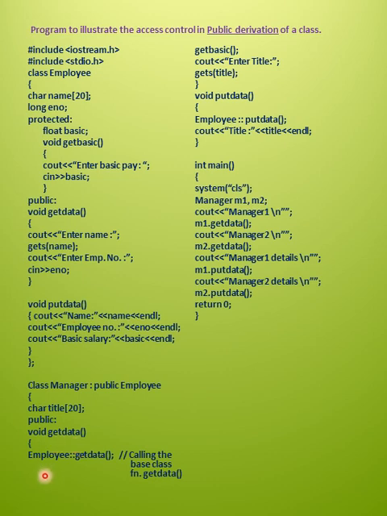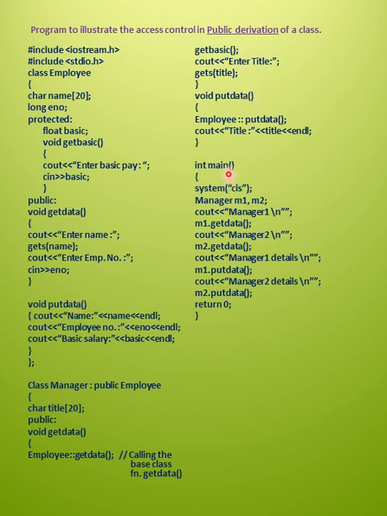So, to call the base class function from the member function of the derived class, we use the qualifier name, that is the class name, scope resolution operator and the function name here. So, employee scope resolution get data will call this get data function of the base class. In the same way, under put data function, employee scope resolution put data will call the base class put data function. Now we move on to the main function.